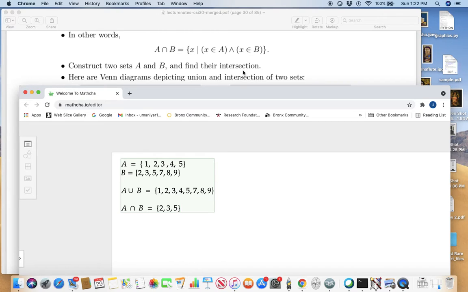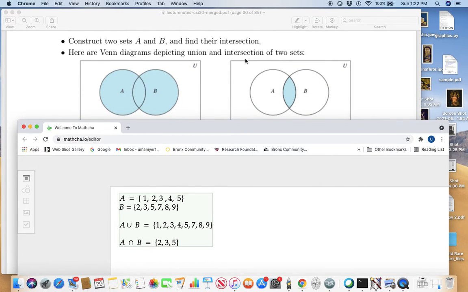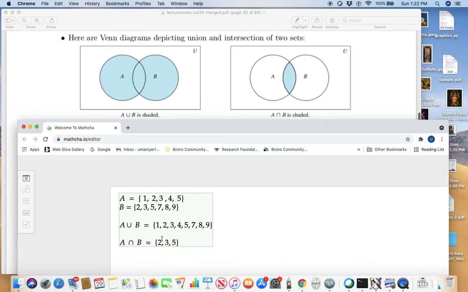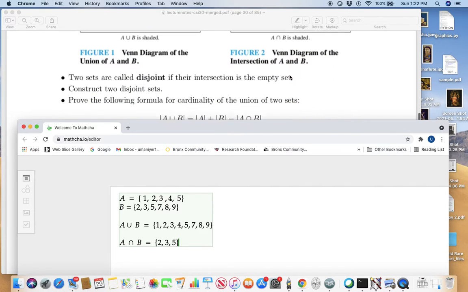That's the union. Here are Venn diagrams depicting union and intersection. So what did we do for union? You took everything from here and from here. Combine them all. So you shaded everything in A or in B or common. Whereas intersection, you only took things which were common, the region that's common to both A and B.